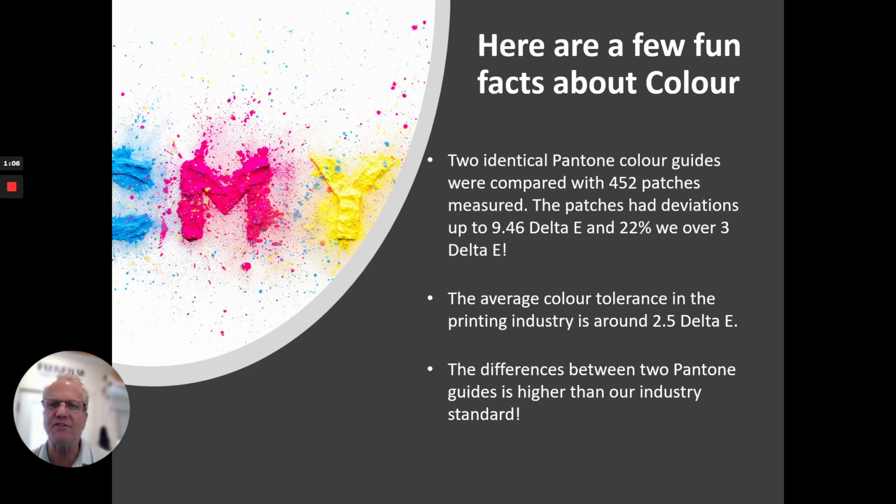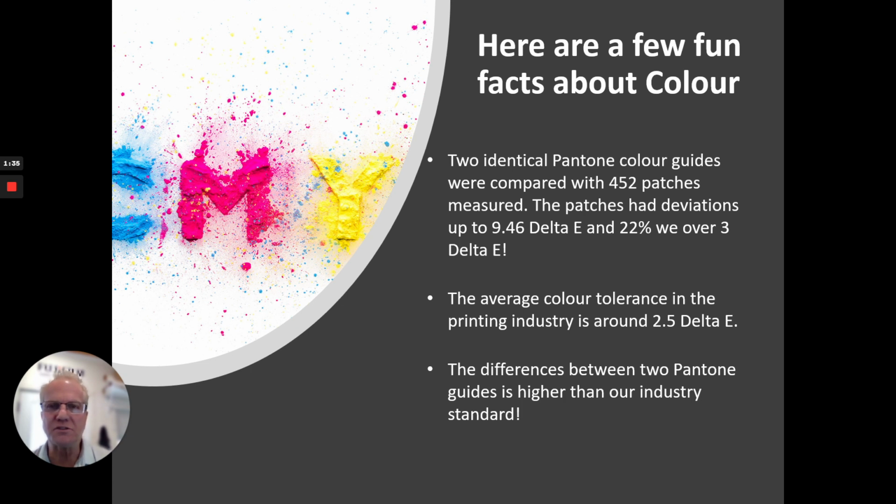So, some interesting facts about color. We measured two similar, not identical, but in the sense that they were both the Pantone solid color guides. We compared 452 patches, and we found a max deviation between two similar colors of 9.46 delta E. That's very, very high, and it's considered not an acceptable match. 22% of those colors were over 3 delta E.